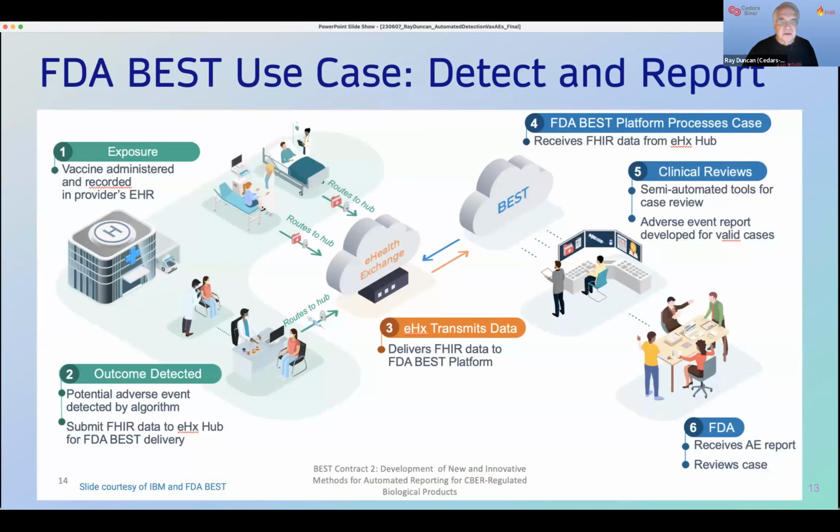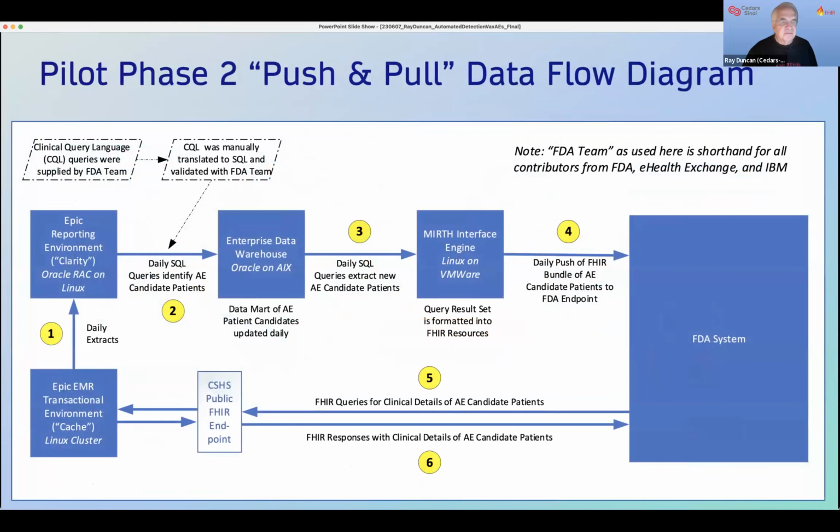So the second use case of the pilot was detect and report. So here they wanted to really automate the whole end-to-end process by finding the potential adverse effects in the EMR algorithmically, pushing those into the eHealth Exchange. Those go to the BEST system. Then the BEST system can take those patient identifiers and turn around, pull the FHIR resources associated with each patient and put those into the BEST system for clinical review. So that was realized in our environment.